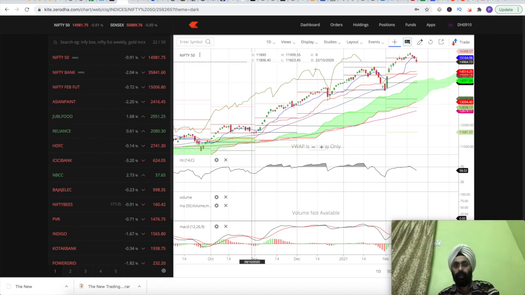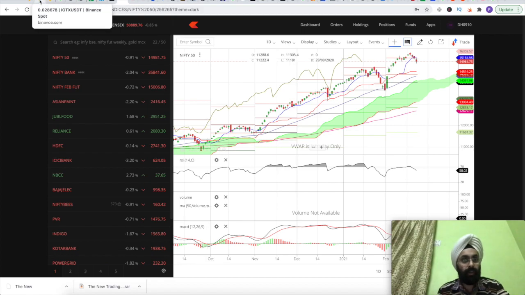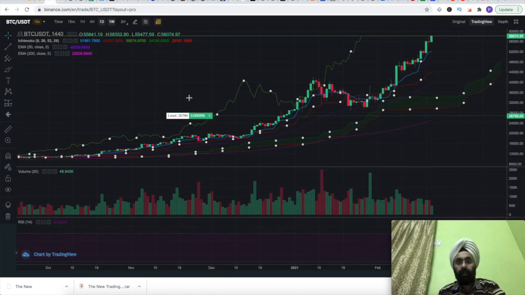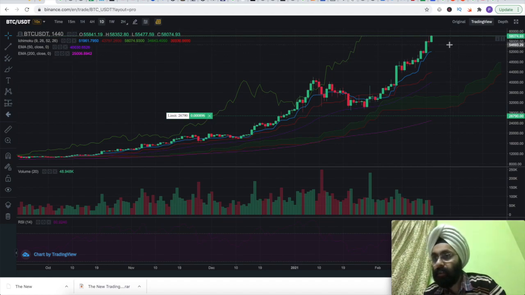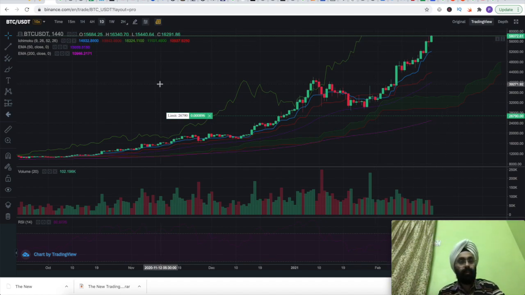And again, as far as the settings are concerned, keep the default settings, and you don't have to worry about them. Here I am opening Binance.com, and this is a Bitcoin chart. Currently Bitcoin has gone as high as 58,074. It is on another all-time high. I don't know when it will stop, but it is on a very good bull run.